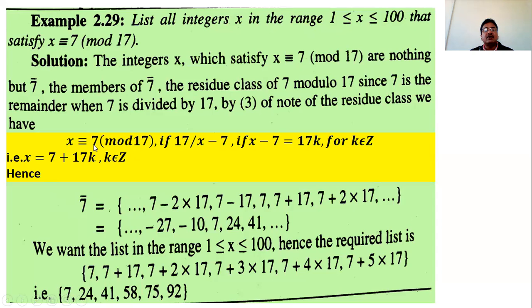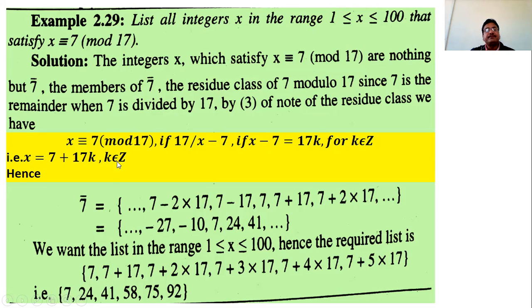And you know that x is congruent to 7 mod 17 if 17 divides x minus 7. By the definition of divisibility, x minus 7 can be expressed in the form 17 times some integer k, for some k belonging to Z. Then x is equal to 7 plus 17k. We have to find the values of x that satisfy this equality, x = 7 + 17k, k belongs to Z.